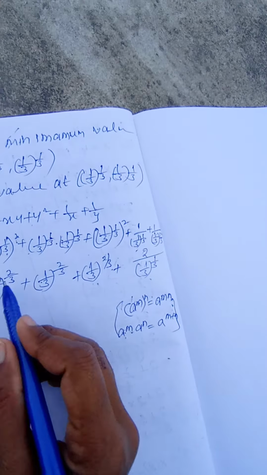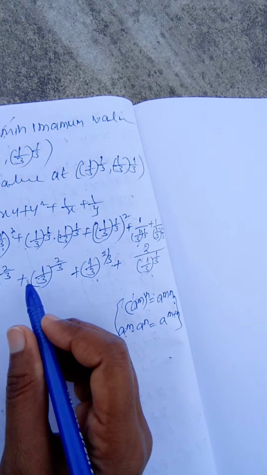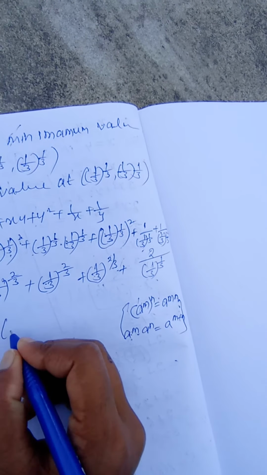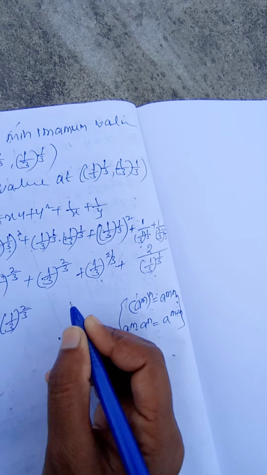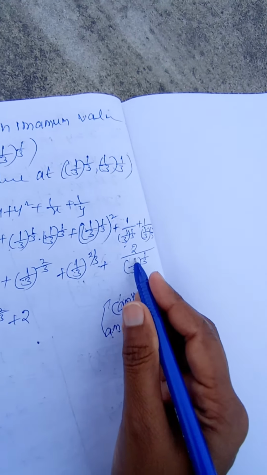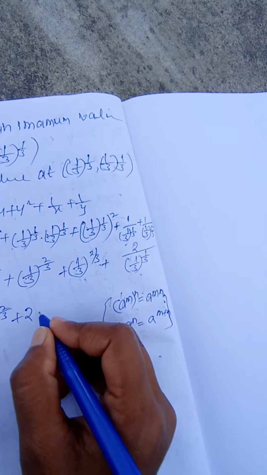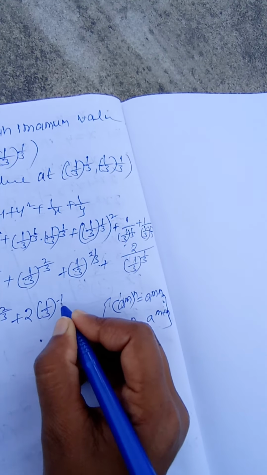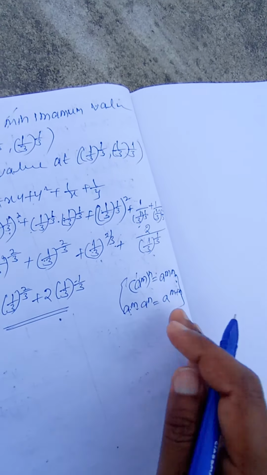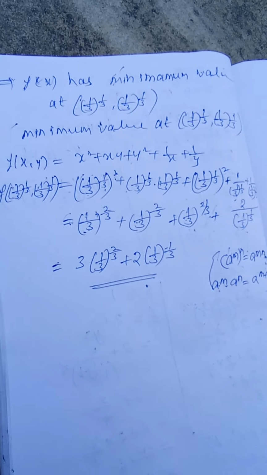These three terms are similar terms. Add these three terms, 1, 1, 1, 3. So 3 into (1/3)^(2/3) plus 2 into, here write 1 by 3 reciprocal, is (1/3)^(-1/3). So this is the minimum value. Problem completed.